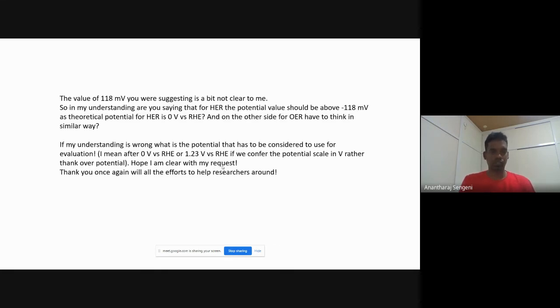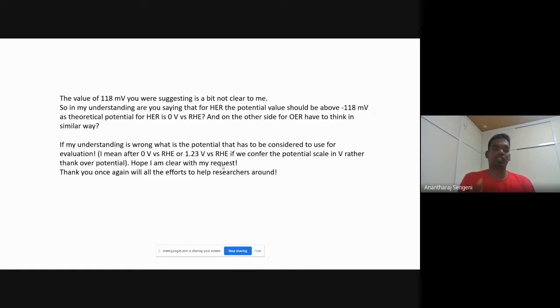So let's move on to the next question. The value of 118 millivolt you were suggesting is a bit unclear to me. In my understanding, are you saying that for HER the potential value should be above minus 118 millivolt, as the theoretical potential for HER is 0 volt versus RHE, and on the other side for OER we have to think in a similar way? Yes, because the value of 118 millivolt is actually derived from the Tafel equation.